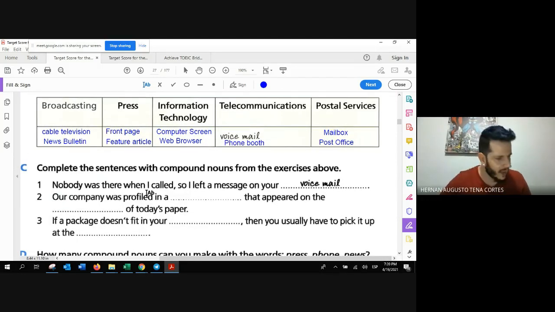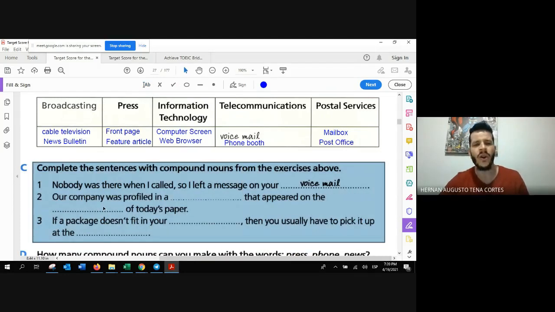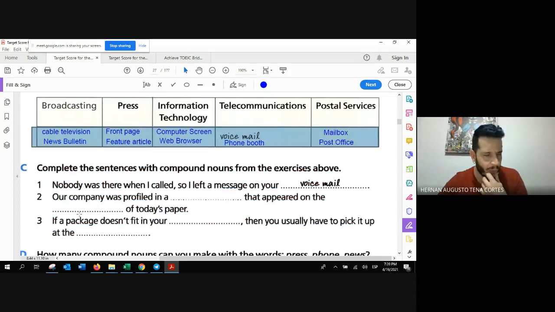Okay, now that we have this vocabulary here, let's take a look at these sentences below. In this section, we are going to complete the sentences with the vocabulary we have. Number one, the example says: nobody was there when I called, so I left a message on your voicemail. Number two: our company was profiled in a that appeared on the of today's paper.